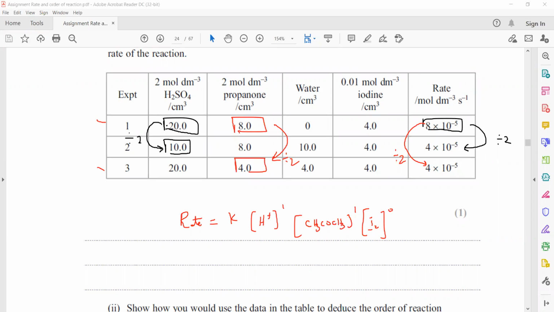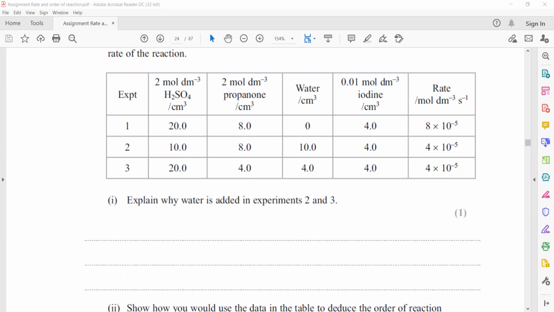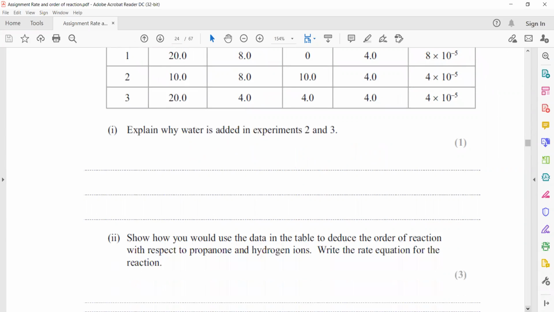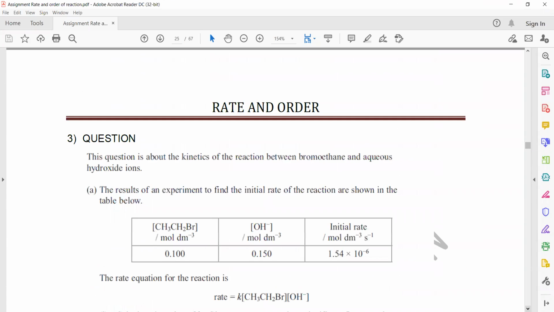And in the same way we will compare experiment 1 with experiment 3. So the volume is half, it means the total concentration is also half, and it shows the rate is also half, so it again shows it is first order with respect to propanol.